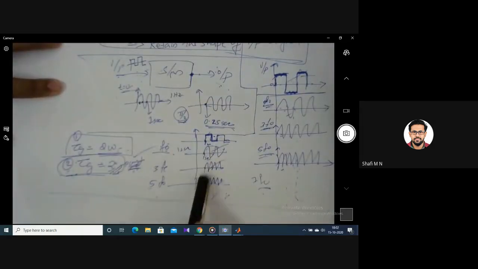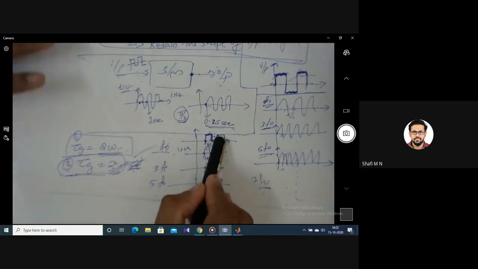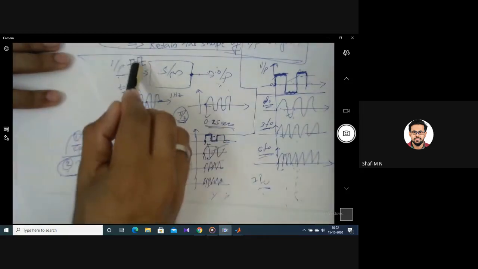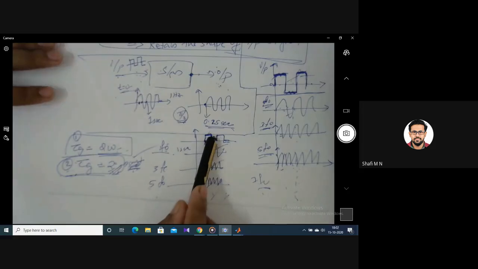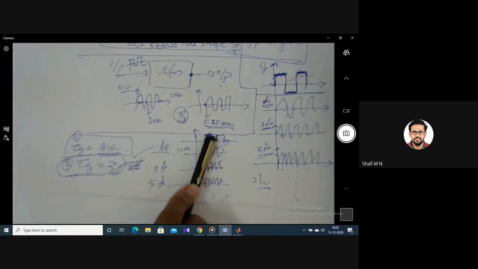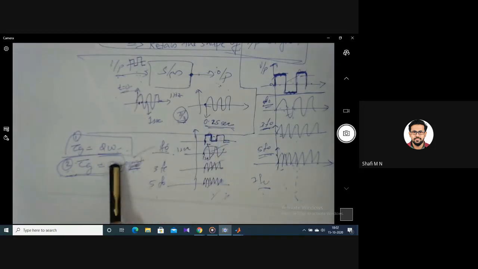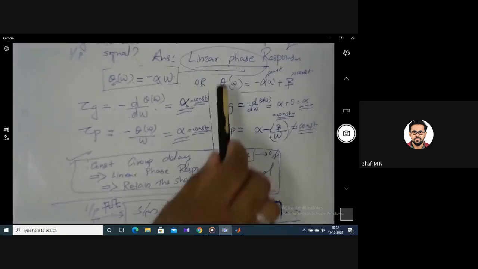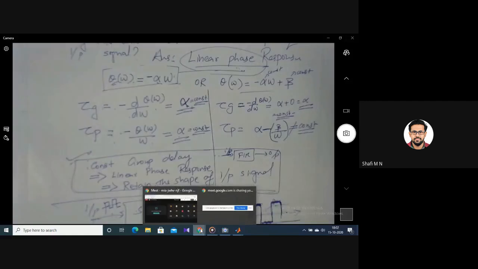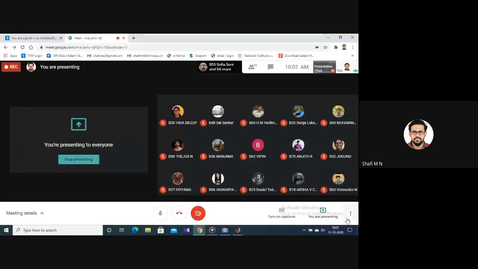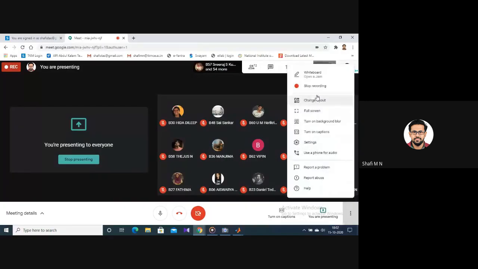So that you can add all these signals parallelly and create the original signal. You can add all these signals and create the original signal without disturbing its shape. So this is applicable because of constant group delay, or you can say that is because of your linear phase response. So linear phase response FIR filters are very important because they are able to retain the shape of your signal. That's the conclusion.